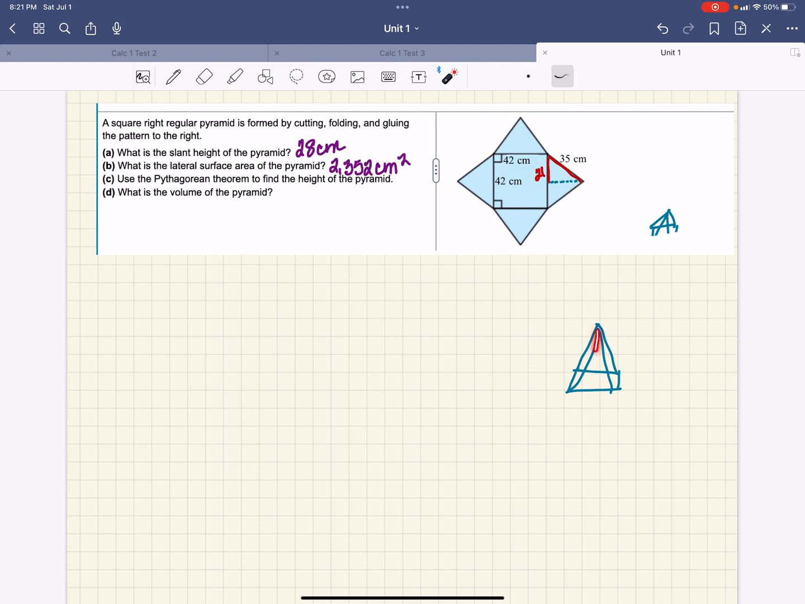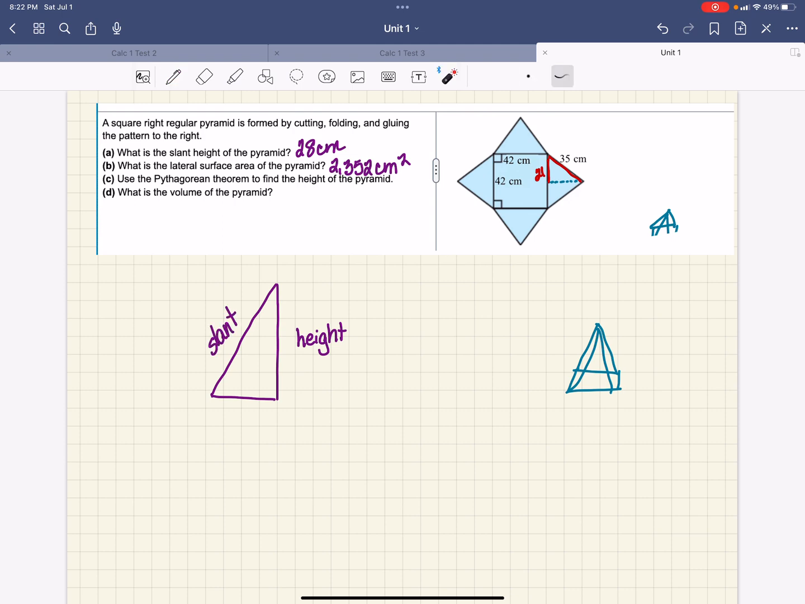So I'm going to create another right triangle. So this is the distance I'm looking for. And then my slant height is going to play a role in that. So I'm creating this triangle. So this distance right here, that's going to represent the height of my pyramid. This distance right here is going to represent the slant height. Okay, this is my slant right here.